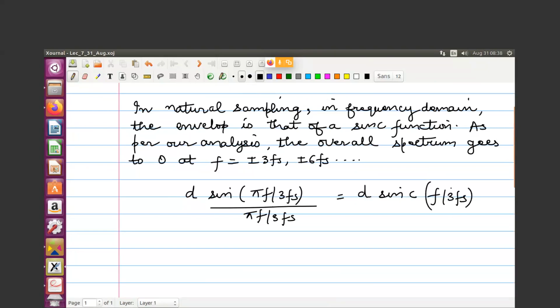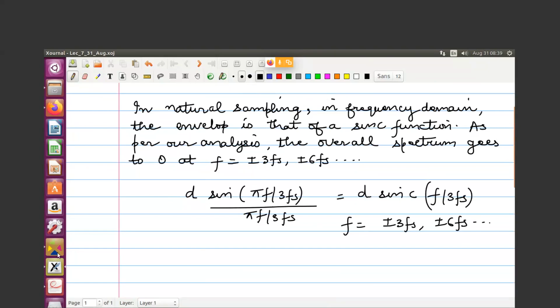So you will observe that if your f is plus minus 3 fs, plus minus 6 fs, and this goes on, the sine function becomes an even or odd multiple of pi. Once this becomes an even or odd multiple of pi, this goes to 0. So this function will have 0 crossings at these points.